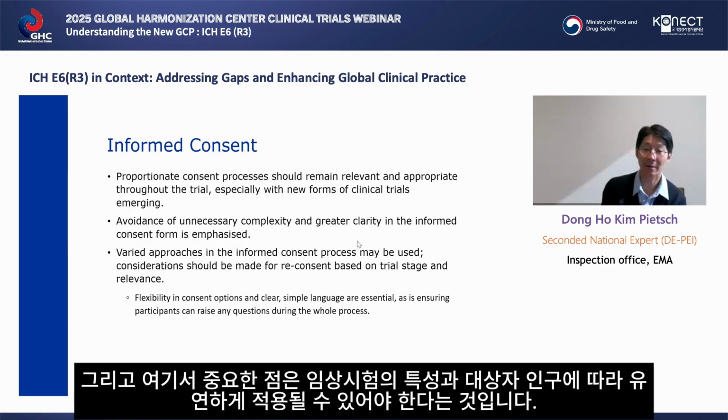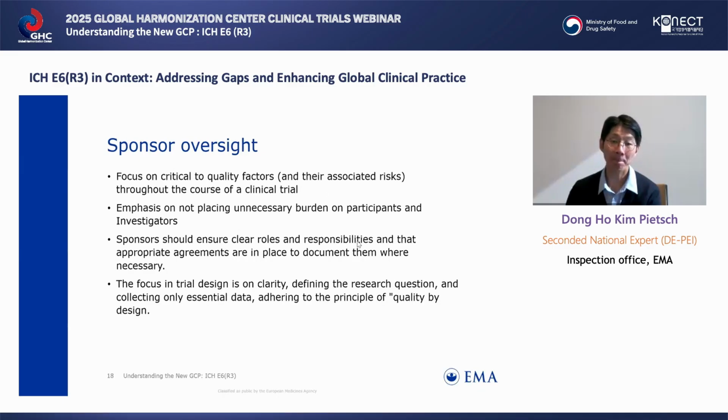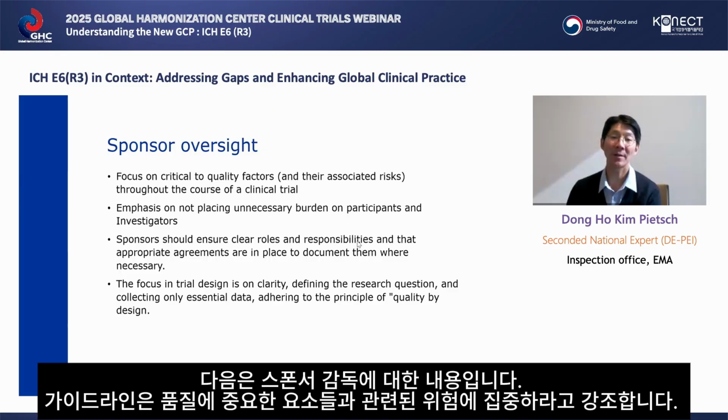A word on the informed consent: proportionality is highlighted again. Avoid unnecessary complexity and aim for greater clarity, so participants can give consent, and it also helps the investigator or person who guides them through the process, and it will be appreciated by potential or actual trial participants. There is flexibility in the options, based on the trial and the population. It has been a call from patient organizations: clear and simple language is an essential part of this, so they can also raise any questions throughout the process. This brings me to the next topic, sponsor oversight.